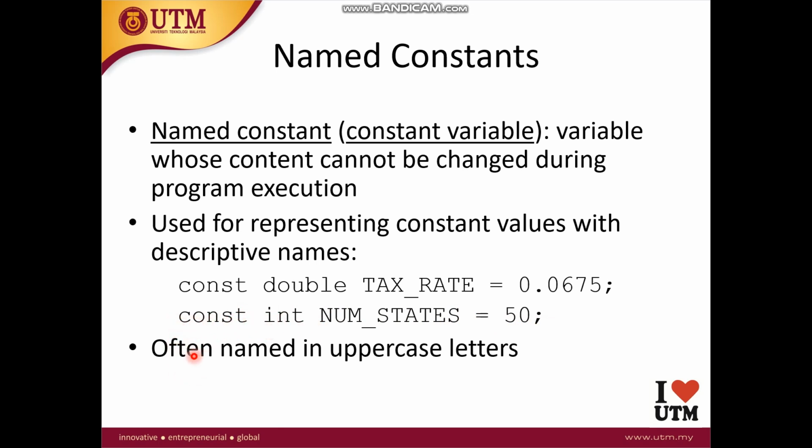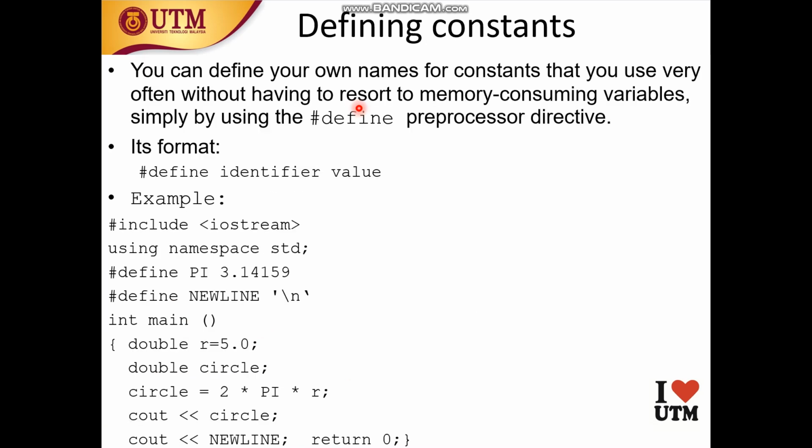Mostly, the names of constants are written in uppercase letters. You can define your own constant without interacting with the memory or a variable stored inside the memory by using the define preprocessor directive. This is the format of the definition: hash define, the identifier, and the value. The identifier is the name of that constant, and you store this value inside it.